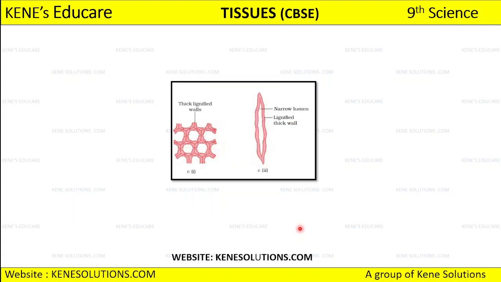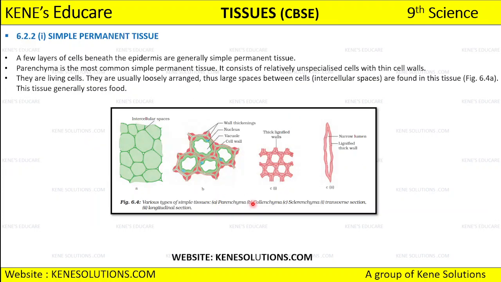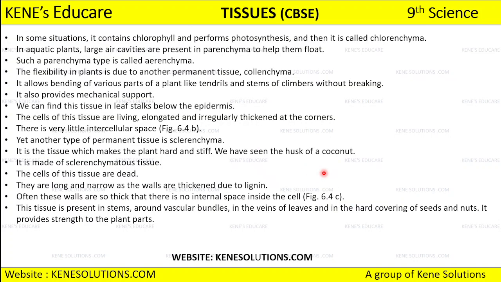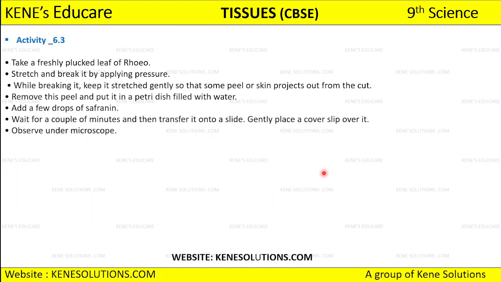Okay, so this is how this collenchyma looks. The first structure is the transverse section of this collenchyma, and the second one is the longitudinal section of this collenchyma. Now this third activity we have also discussed, which was regarding this freshly plucked leaf of Rhoeo.